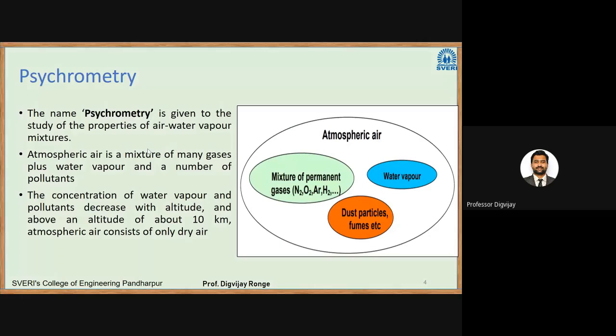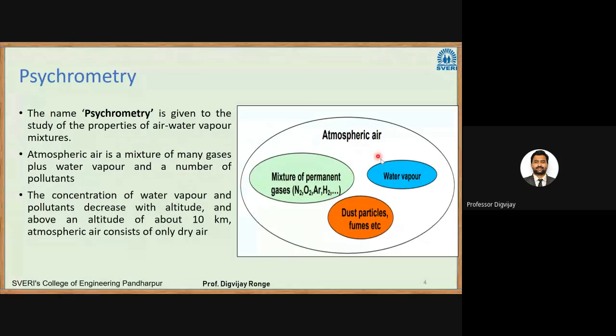So the psychrometry will begin. The name psychrometry is given to the study of properties of air-water vapor mixtures. So we are studying moist air. If I say air-water mixture, that will be moist air. Atmospheric air is a mixture of many gases plus water vapor and a number of pollutants.